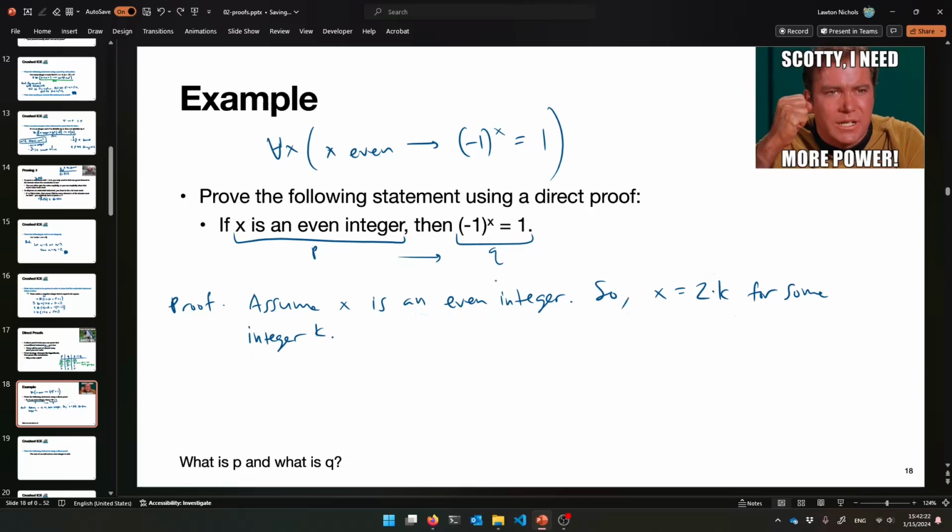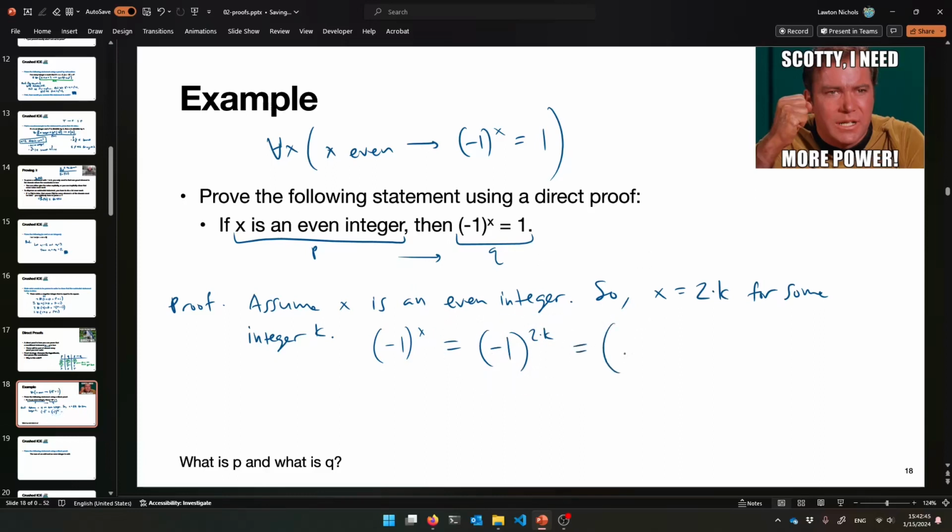And then we're trying to show this, and watch it work. So now we can do this. -1 to the xth power. Well, what is x? It's 2k for some k. So that's equal to -1 to the 2 times k. What's that equal to? You remember how you can use parentheses around power computations?